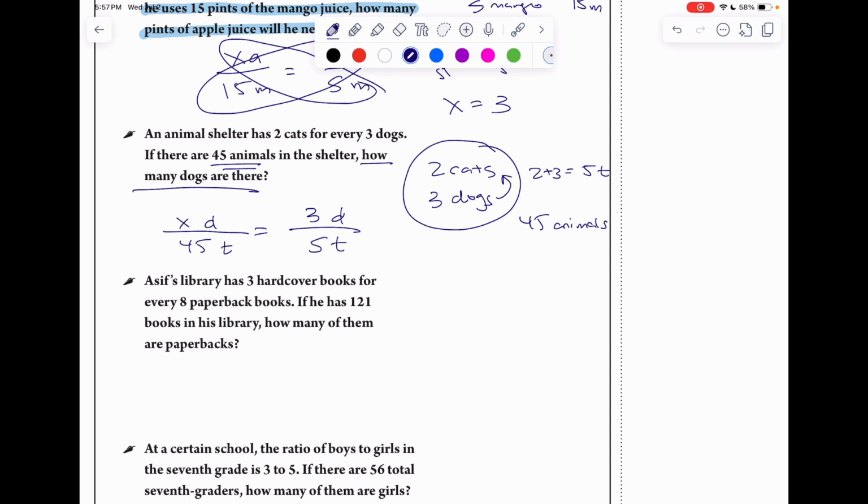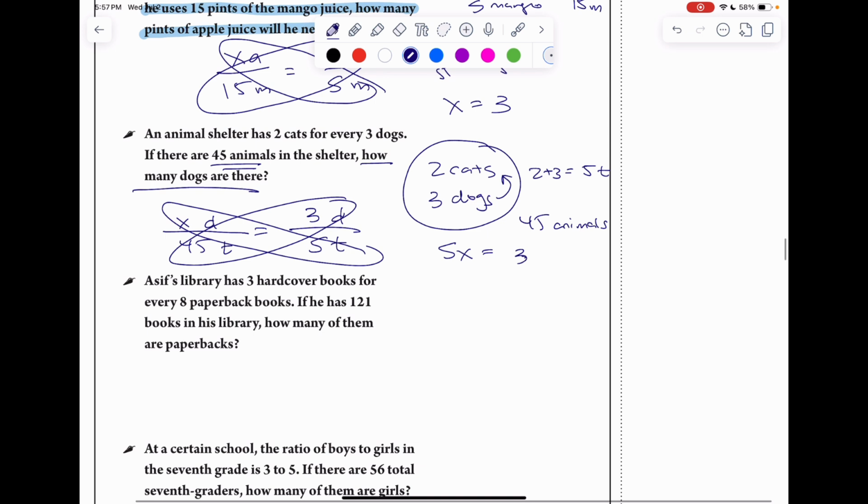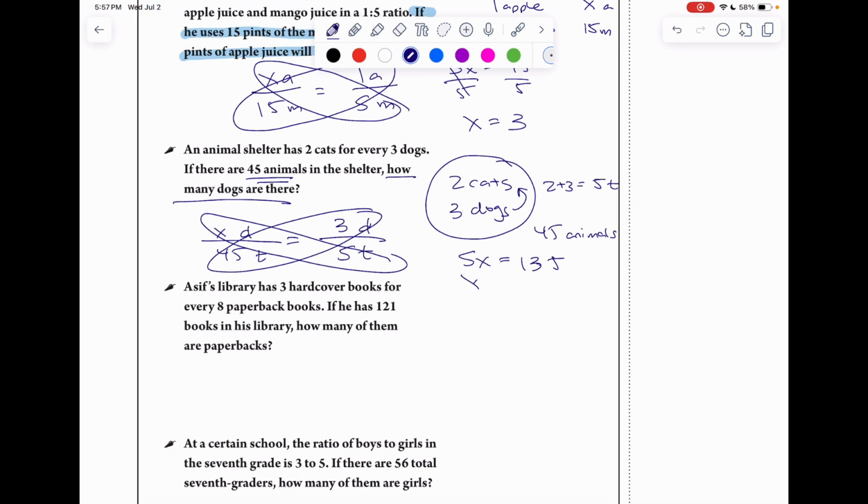And now we can cross multiply. We have 5 times x, that'll give us 5x, and that will equal 3 times 45. 3 times 45, that's 135. And when we divide both sides by 5, we get that x equals 27, 27 dogs.